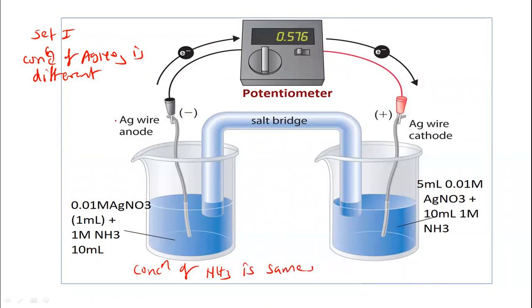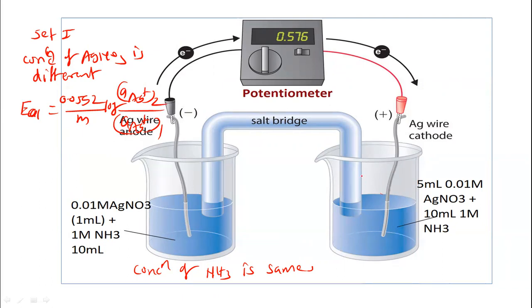Therefore, in the derivation, we get the EMF of the cell equal to 0.0592 divided by m, times log of the activity of the silver ion in the second, cathodic compartment, divided by the activity of the silver ion in the anodic compartment. So the concentration of silver nitrate will be changed here.